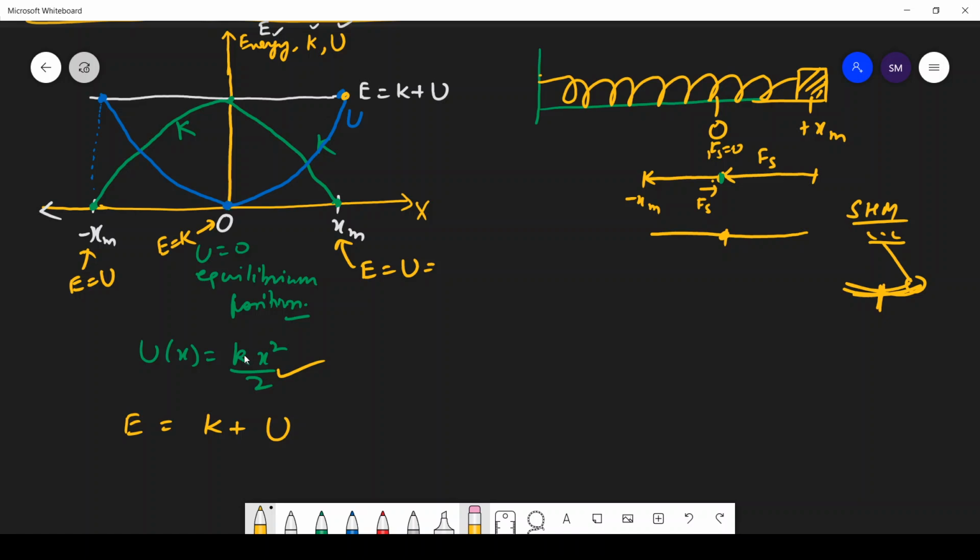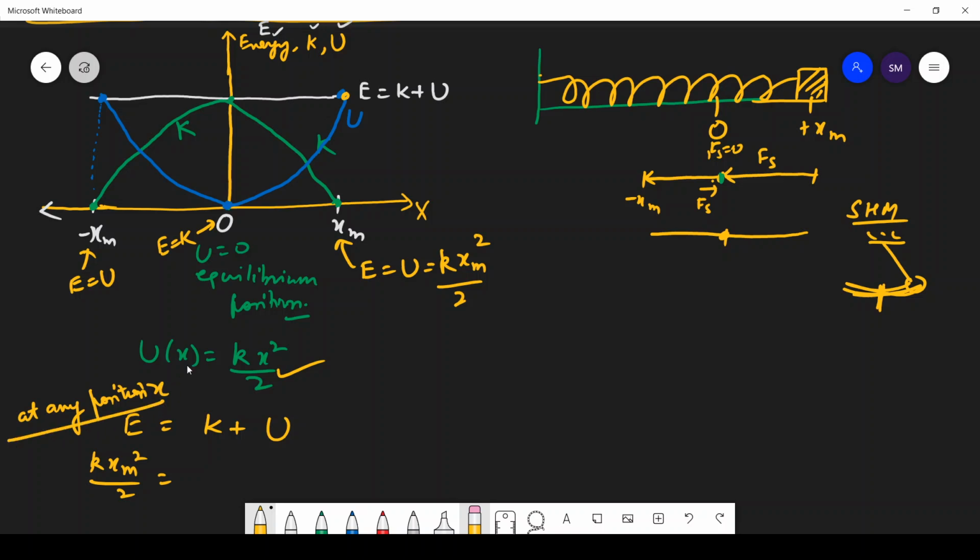What is the potential energy here? Potential energy is k x square by 2. So this x is any point, this is the general formula for potential energy. But what is the potential energy here at the extreme? That is k xm square by 2. I can write it as mechanical energy, right? Because here the mechanical energy is equal to the potential energy because kinetic energy is 0. So I can write it as k xm square divided by 2.